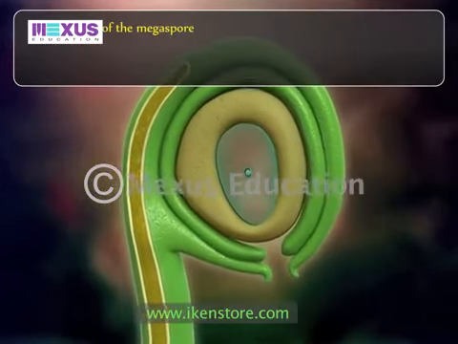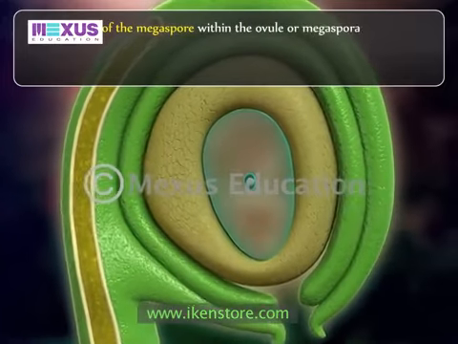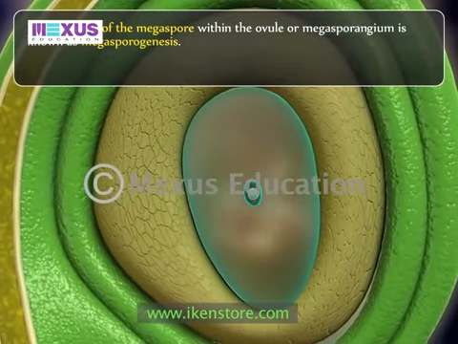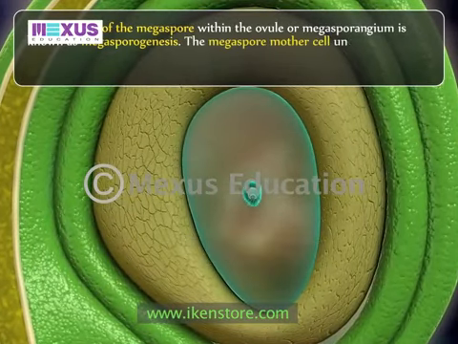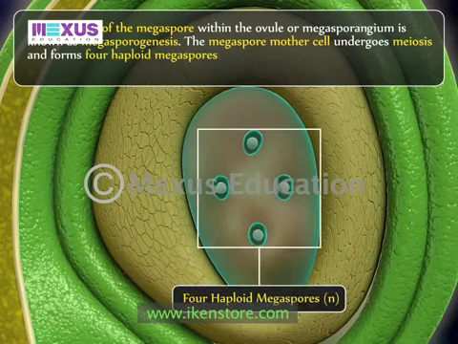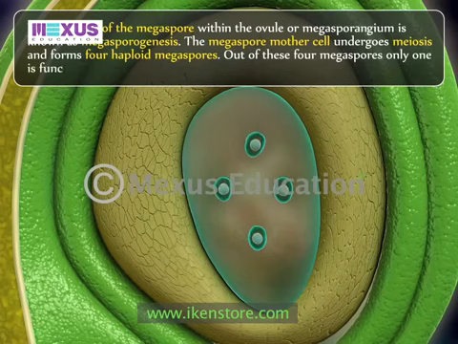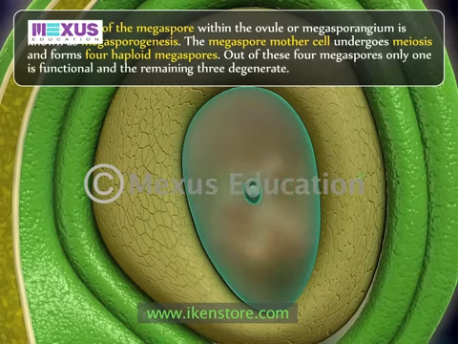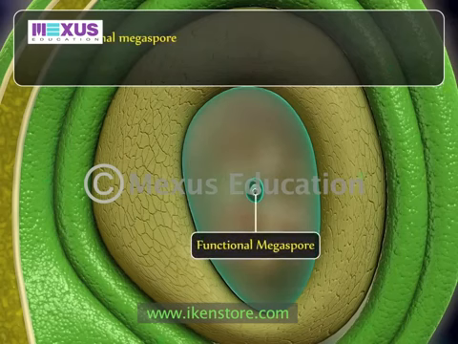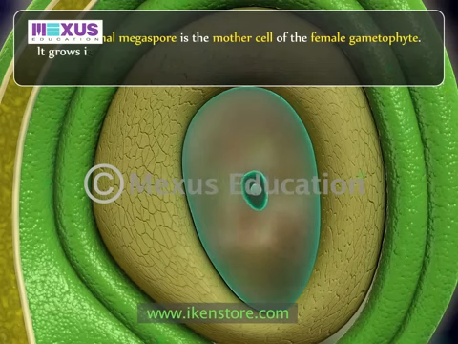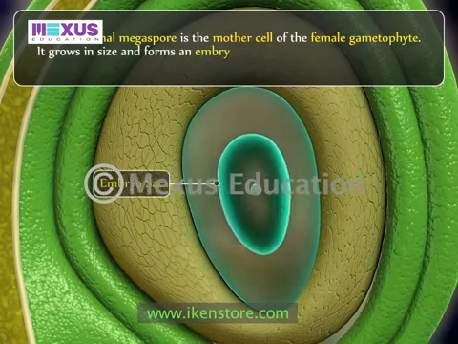Development of the megaspore within the ovule or megasporangium is known as megasporogenesis. The megaspore mother cell undergoes meiosis and forms 4 haploid megaspores. Out of the 4 megaspores, only 1 is functional and the remaining 3 degenerate. The functional megaspore is the mother cell of the female gametophyte. It grows in size and forms an embryo sac.